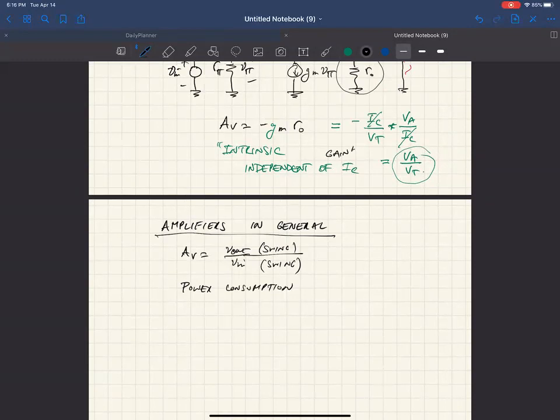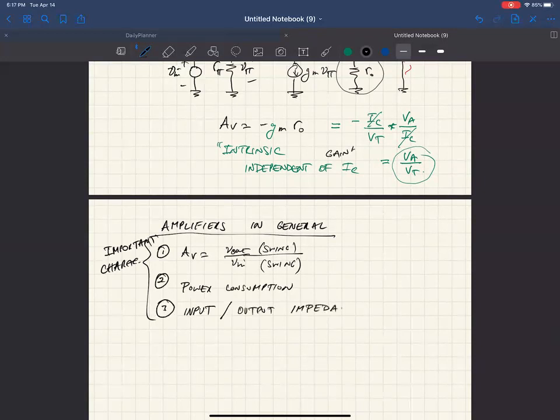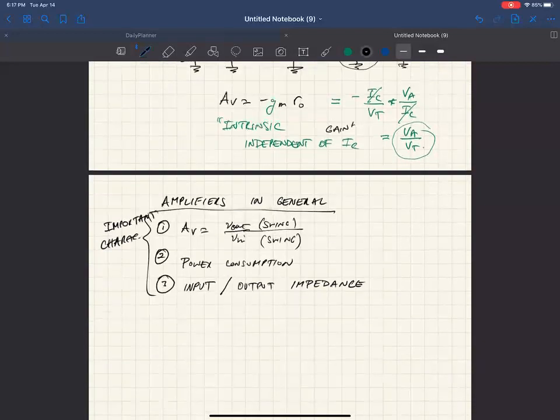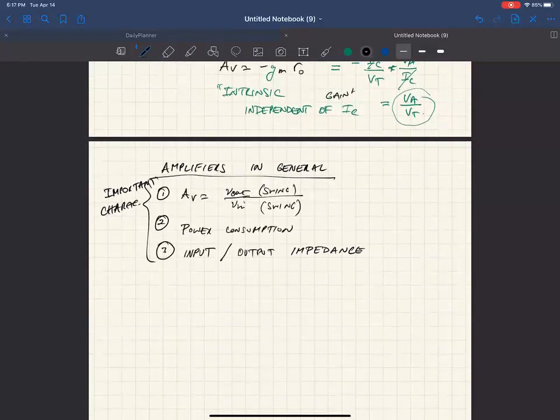But another important effect is the impedances, basically the input impedance and the output impedance of the amplifier. So input, output, so this is 1, 2, 3. These are important characteristics of the amp. Okay, so let's look at what this means.